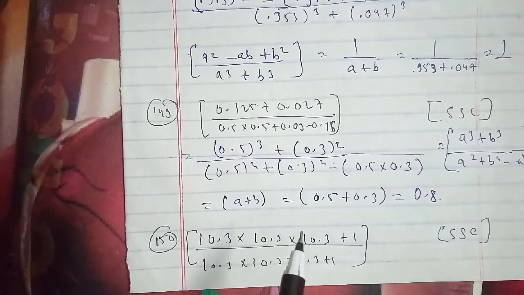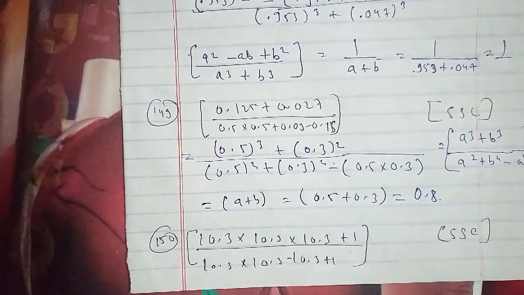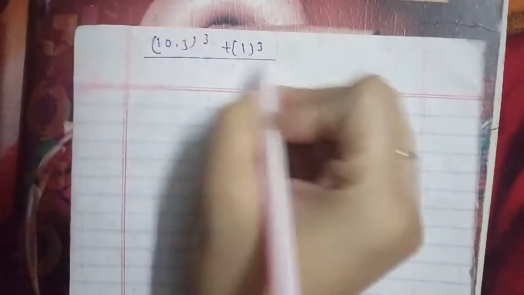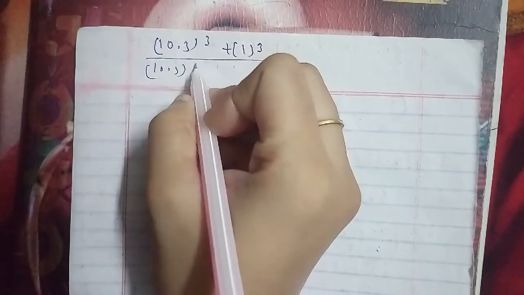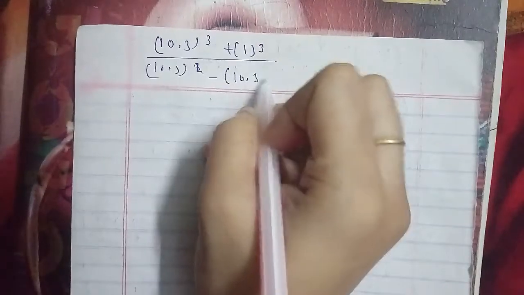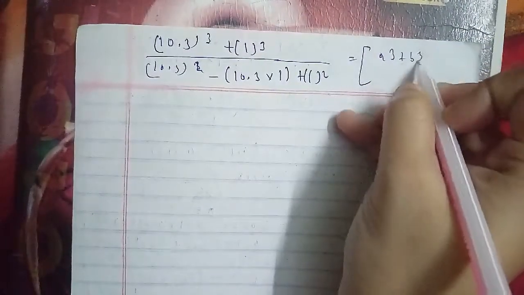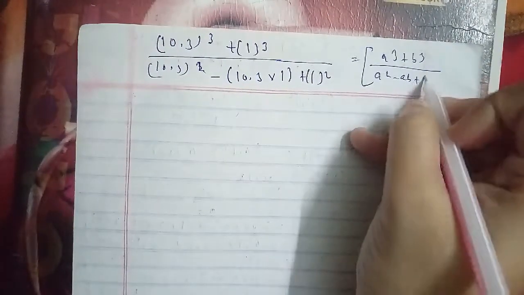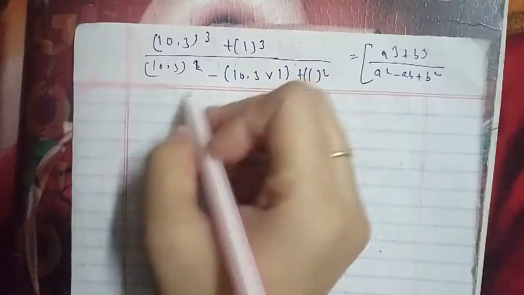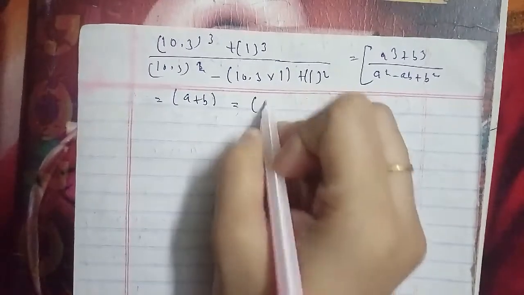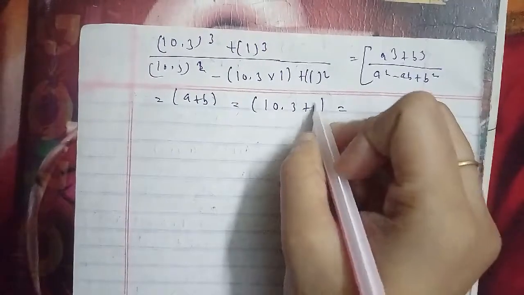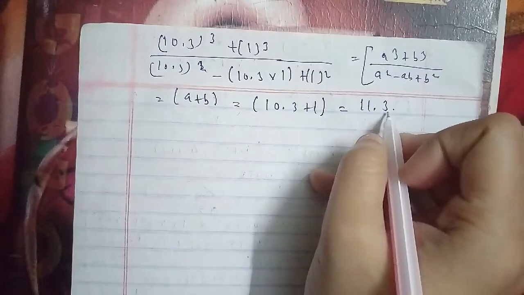Now we will go ahead with the solution. We have to solve it for the given expression. Here we have 10.3 cube plus 1 cube upon 10.3 square minus 10.3 into 1 plus 1 square, which is equal to a cube plus b cube upon a square minus ab plus b square, which is equal to a plus b, equal to 10.3 plus 1, which is equal to 11.3. That will be the right answer for this question.